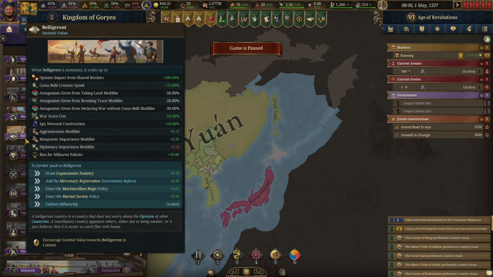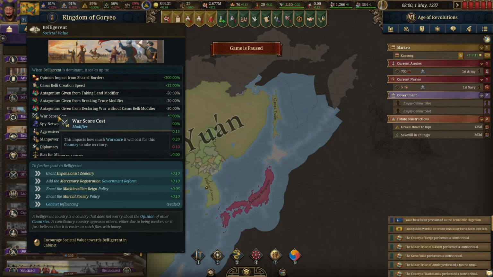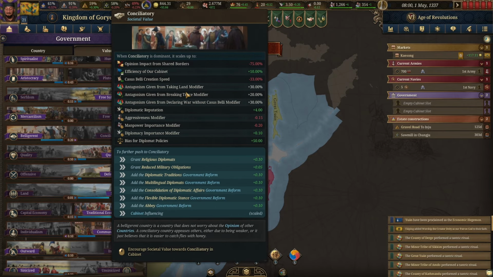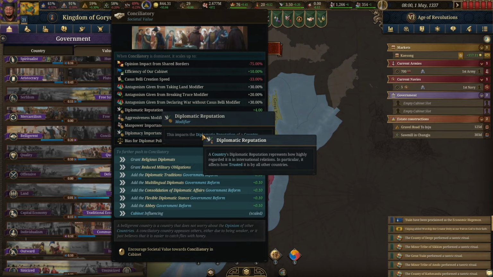So on the surface, belligerent makes conquering land easier by decreasing the cost of actually taking things, whereas conciliatory doesn't do that, but it does increase the efficiency of your cabinet and gives you an increase to your diplomatic reputation, which helps stave off coalitions and makes countries like you.